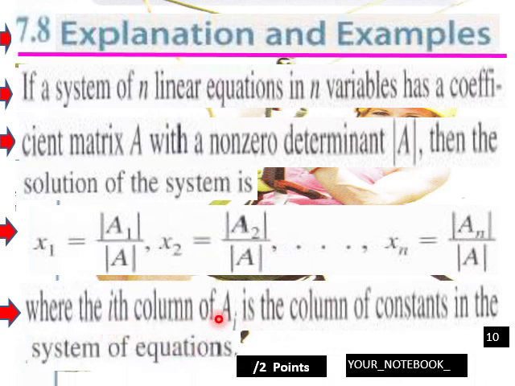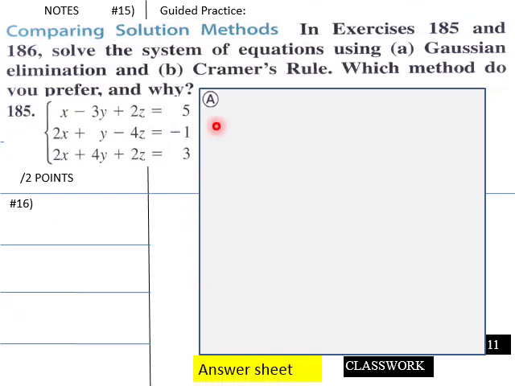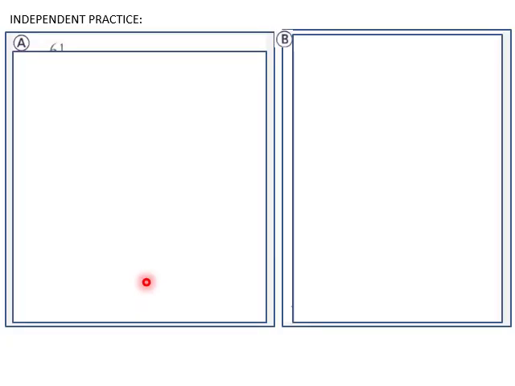Here the ith column of Ai is the column of constants in the system of equations, where the ith column is. It would be the constant column. So let's try one here. Solve the system of equations using Gaussian elimination, and B would be Cramer's rule. So this will be our Gaussian elimination of this system. Which method do you prefer and why?